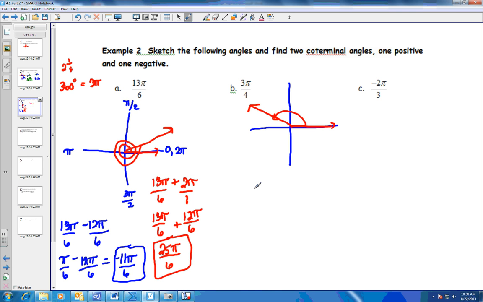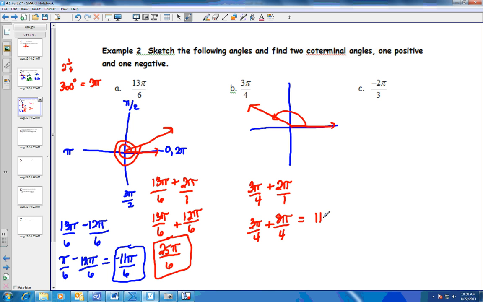All right, so now let's find another positive coterminal angle. So I have 3 pi over 4 plus 2 pi. So I need to find a common denominator. That's 3 pi over 4. My common denominator is 4. So I need to multiply that by 4. So that's going to turn to 8 pi.